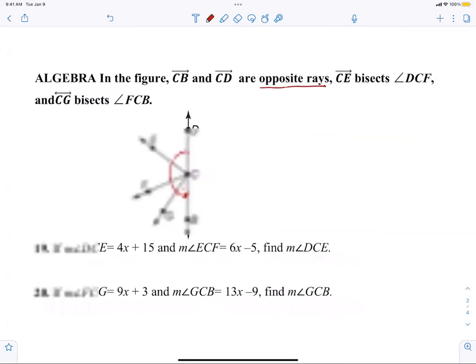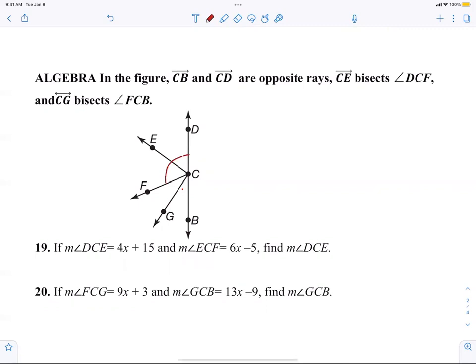So now we're going to draw everything in the figure. CE bisects DCF. So mark your figure appropriately. CE bisects DCF. So I make this line right here, and I put a tick mark here, and I put a tick mark here. CG bisects FCB. So here we go. Right here, 2 tick marks, 2 tick marks.